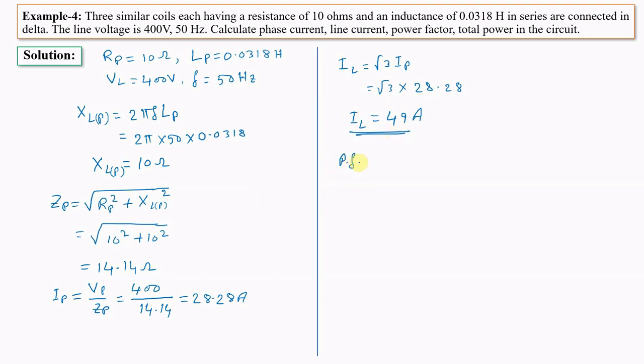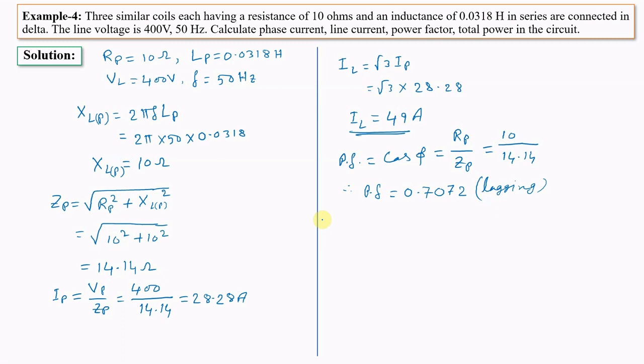Next is the power factor, that is cos phi, and power factor can be written as the ratio of resistance to impedance, that is R phase upon Z phase, where R phase is 10, Z phase is 14.14. So we'll get the power factor as 0.7072 lagging. It is lagging because the nature of the circuit is resistive inductive, that is already mentioned in the question.